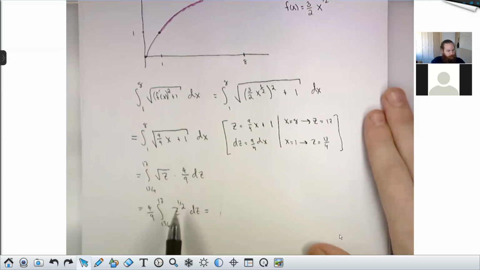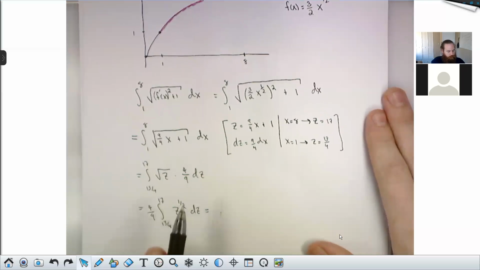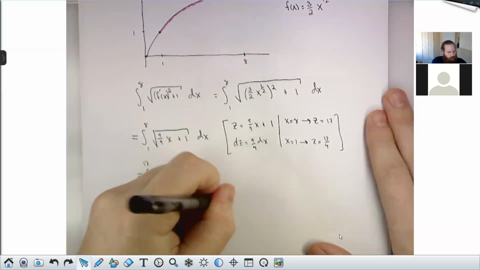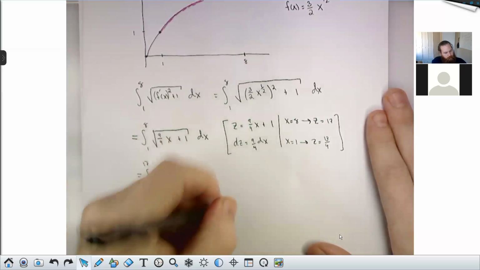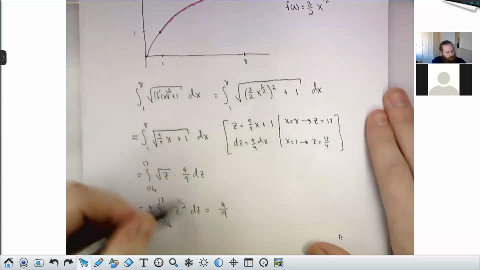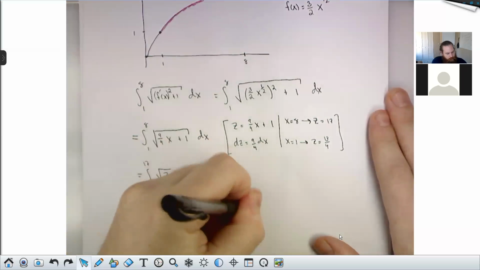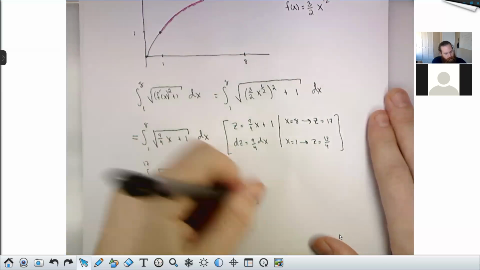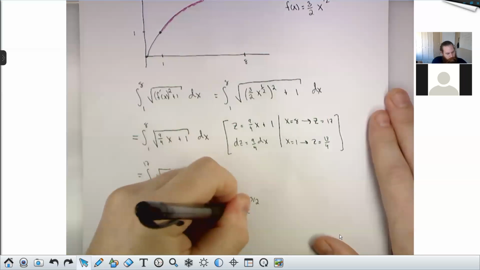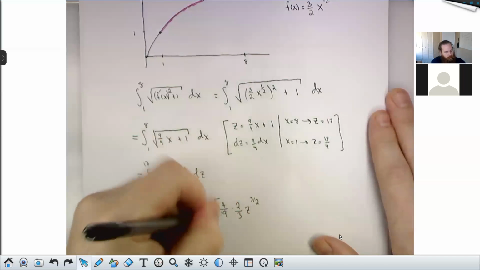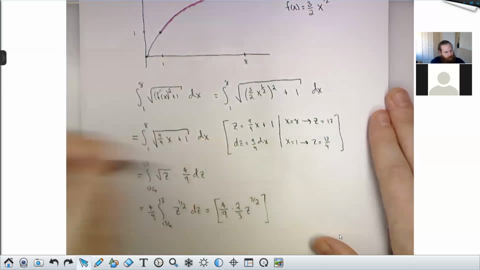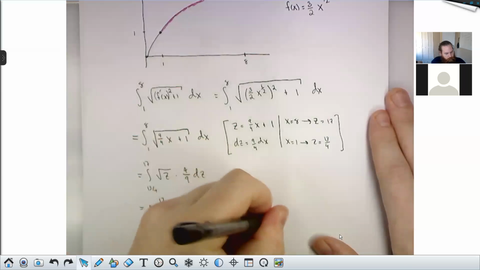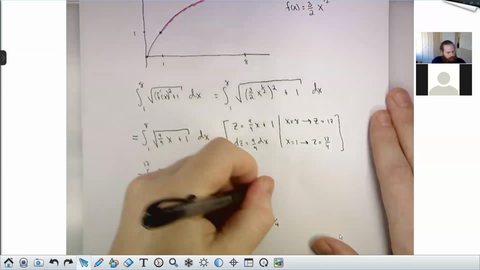And this is a simple enough integral. You add 1 to the power, divide by the new power. The 4/9 is going to come along for the ride. When you add 1 to 1/2, you get z to the 3/2, and so we need to multiply by 2/3. And then evaluate this whole apparatus from 13/4 up to 17.